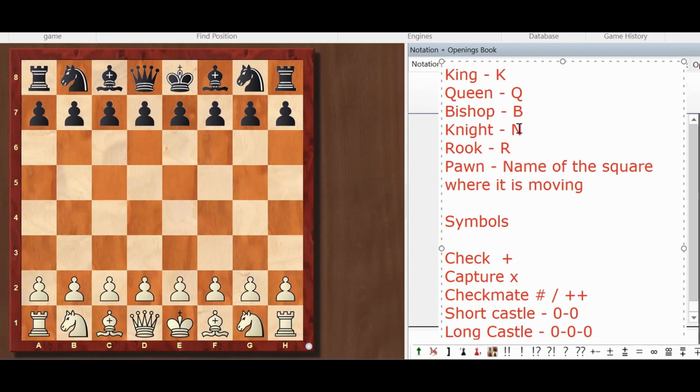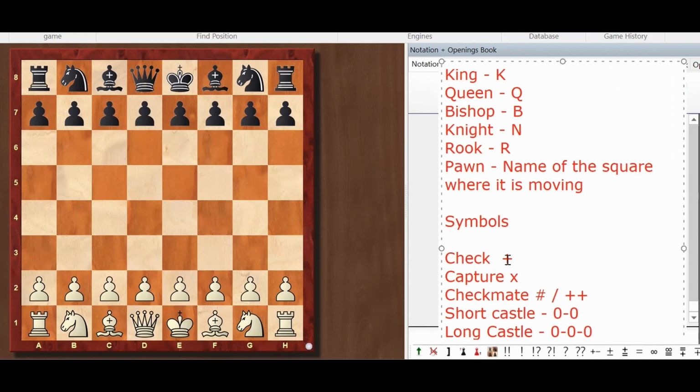They both start with K, but the king is denoted with K. The knight, with the K being silent, is denoted by N, capital N, and the rook by R. For the pawn, we do not write P. The movements of the pawn are simply noted by the name of the square. So let us say a pawn is going to E4, we simply write E4. And we'll also learn these other symbols.